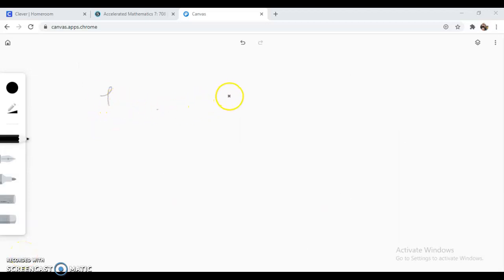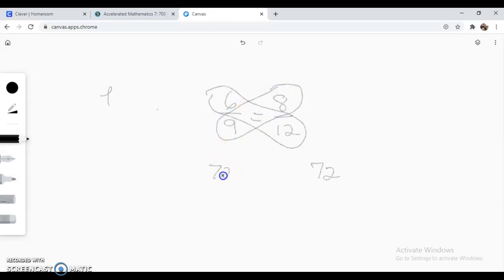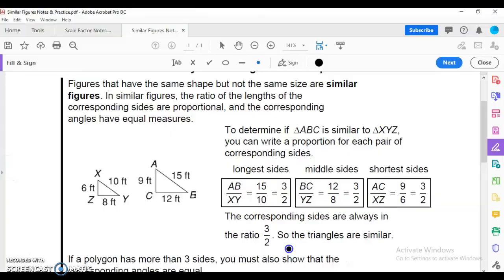Okay, so I have 6 over 9, and the other side was 8 over 12. Let's see if these are in equal proportion. 6 times 12 is 72, and 8 times 9 is also 72. So that lets me know that these are in proportion. Then when I know that they're in proportion, that helps me to solve.